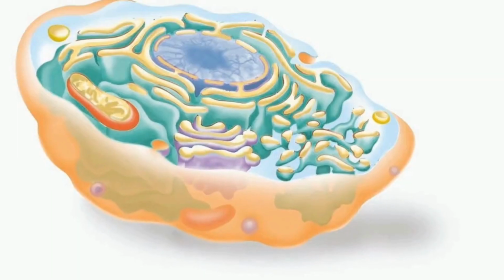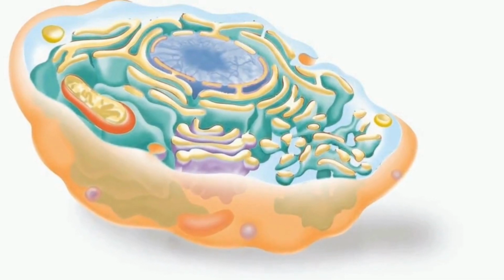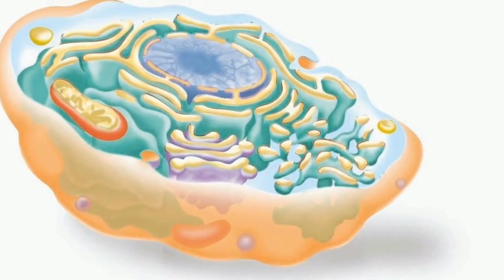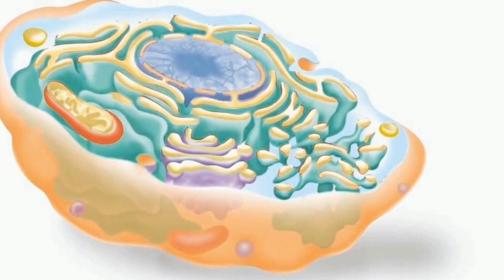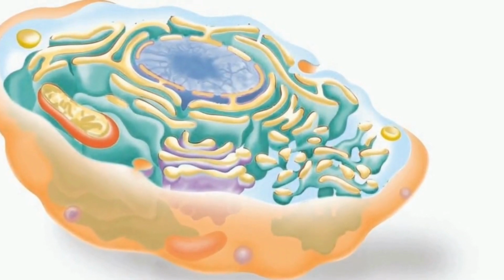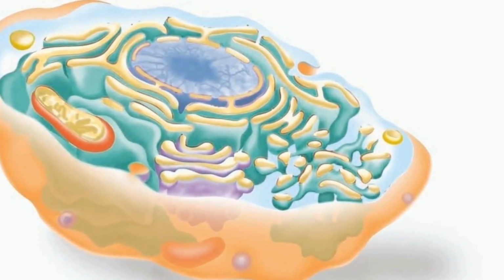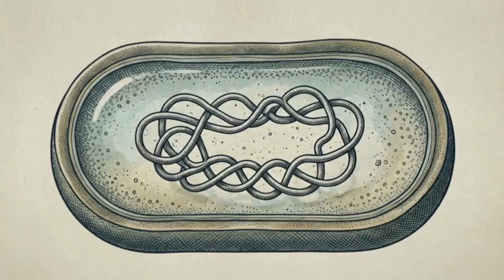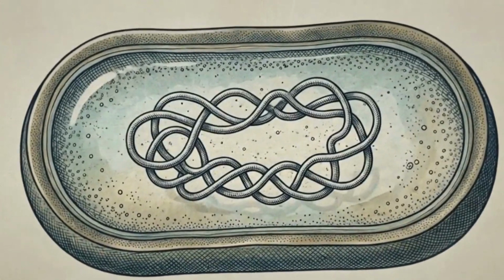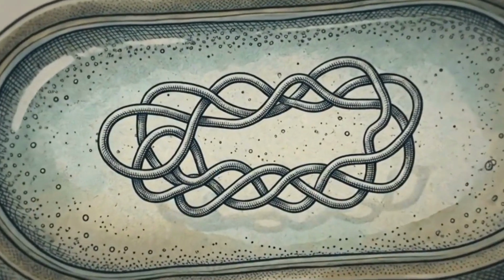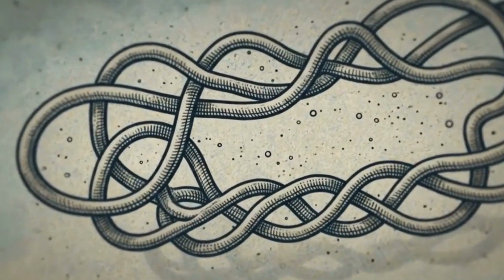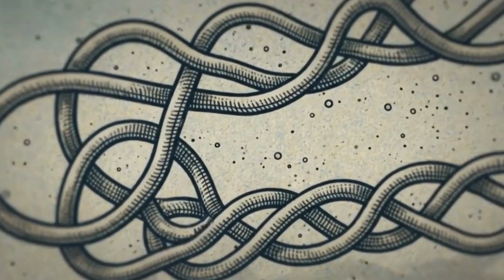This diagram of a eukaryotic cell shows its defining feature right in the center, a true membrane-bound nucleus. This nucleus acts as a secure vault. It houses the cell's genetic information, which is organized into multiple linear chromosomes. Prokaryotes completely lack this nuclear envelope. Instead, their genetic material, usually a single circular DNA molecule, floats freely in an open region called the nucleoid.